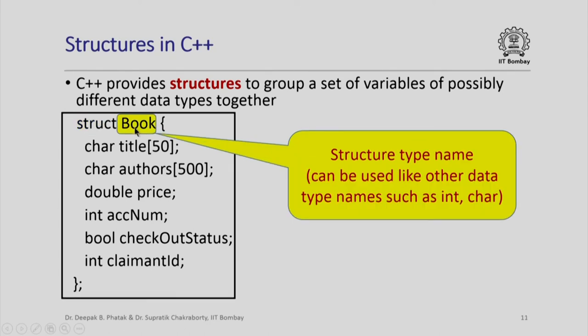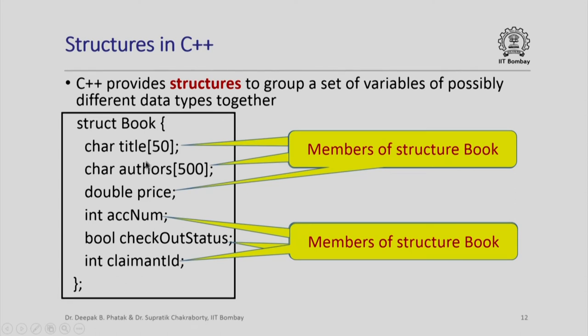Book is the name of the structure type that we are defining, and this is just like the name of any other data type like int or char. So, for example, I could define variables of type book, I could define arrays of type book, as we will shortly see. These different things inside the struct definition, these are the things that basically store the different kinds of information about the book.